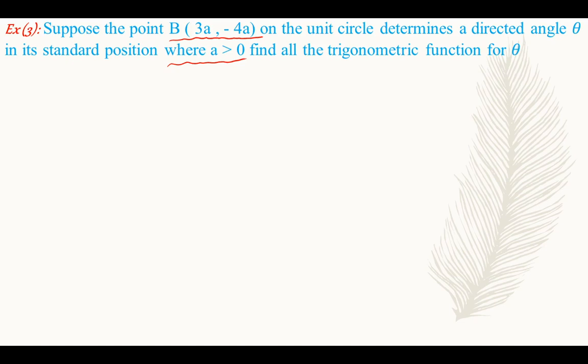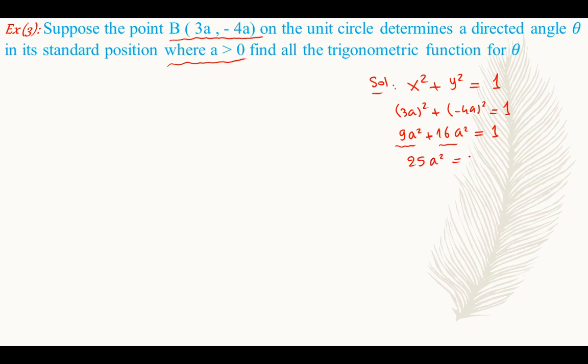Okay, let's solve it together first. Solution. By using the rule x squared plus y squared equals 1 from the unit circle, x is 3a, so (3a) squared plus y is -4a, (-4a) squared equals 1. (3a) squared will be 9a squared, (-4a) squared will be positive 16a squared, all of this equals 1. By adding 9a squared plus 16a squared, it will be 25a squared equals 1. Divided by 25, so a squared equals 1 over 25. So a equals positive or negative 1 over 5.